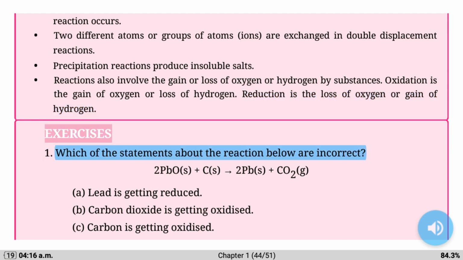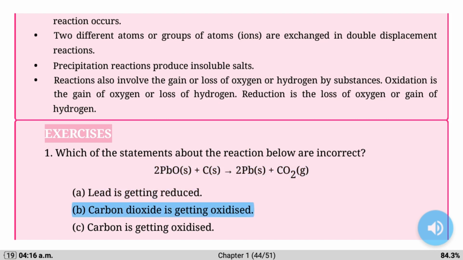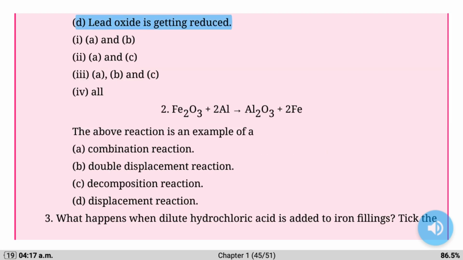Exercises. 1. Which of the statements about the reaction below are incorrect? 2PbO + C → 2Pb + CO2. A. Lead is getting reduced. B. Carbon dioxide is getting oxidized. C. Carbon is getting oxidized. D. Lead oxide is getting reduced. (i) A and B. (ii) A and C. (iii) A, B and C. (iv) All.